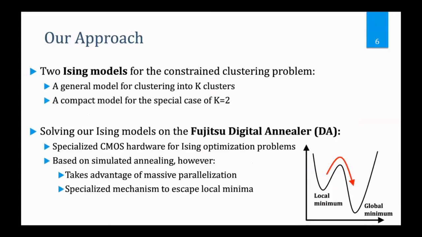In this work, we present 2 Ising models for the constrained clustering problem. A general model for clustering into k clusters that I will present in this talk, and in the paper we have a compact model for the special case of 2 clusters.